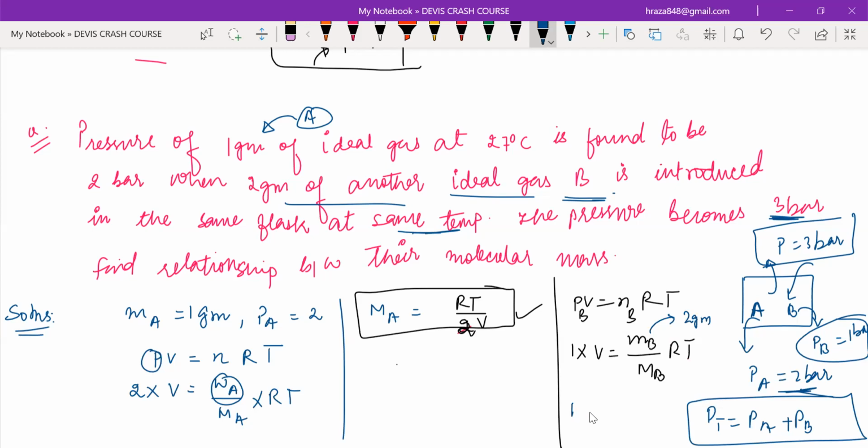Molar mass of B will be equal to 2RT upon V. So MB will be equal to 2RT upon V. What you need to do is take the ratio. This V and V will be cancelled, and RT and RT will be cancelled. And 2 into 4. That means MA upon MB will be equal to 1 by 4. That means MB will be equal to 4 MA. This is the relation.